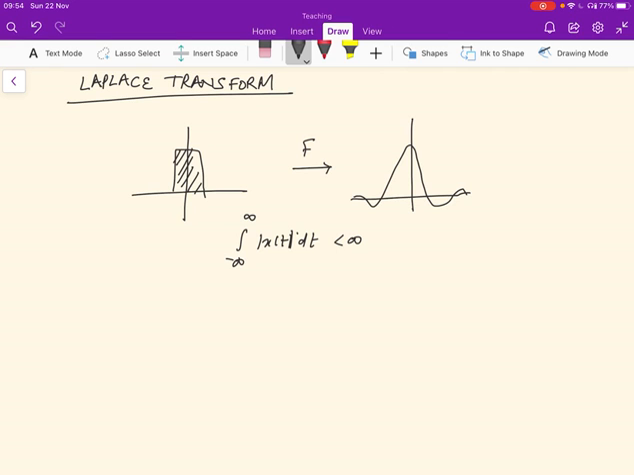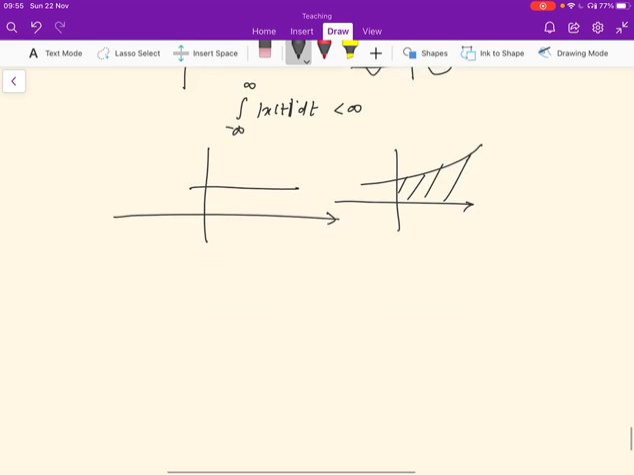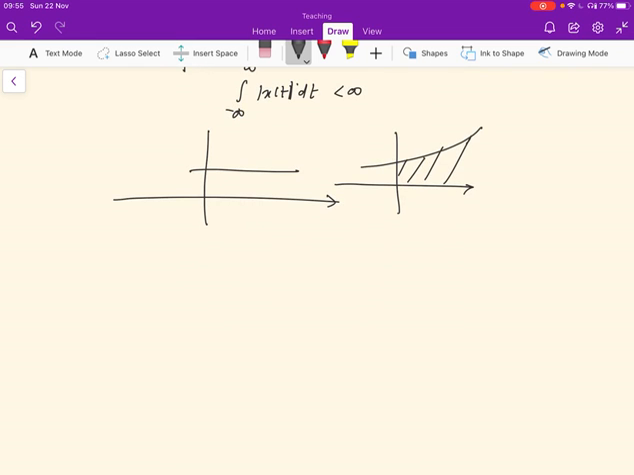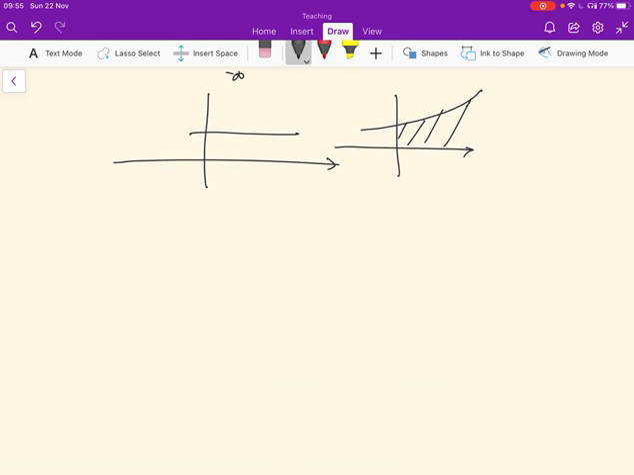But what if we consider the signal that looks like that? It's just, for example, a constant or an exponentially rising value, which is going like that. In both of these cases, the area under the curve is going to be unbounded, and so the Dirichlet condition is not satisfied. And for this reason, the Fourier transform may or may not exist. We don't really know for sure. So it's better to use, in such cases, a different transform called the Laplace transform.